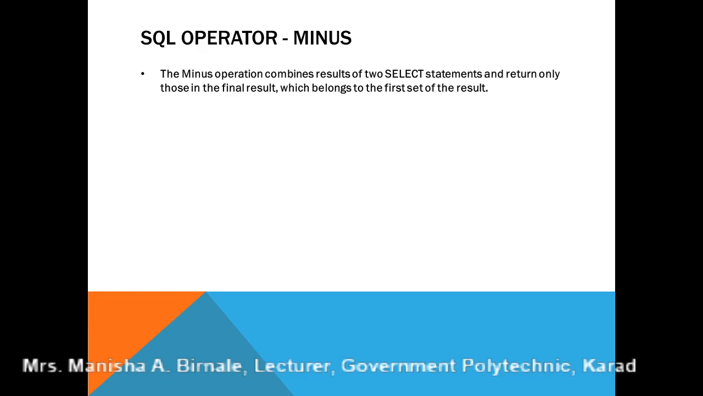That means the rows which are present in the first set of the result but are not present in the second set of the result are displayed or included in the result. This is a Venn diagram showing the minus operation. This is a set containing the output of the first query, and the second circle represents the output of the second query. So the minus operator returns the records which are present in the first result but not present in the second result.